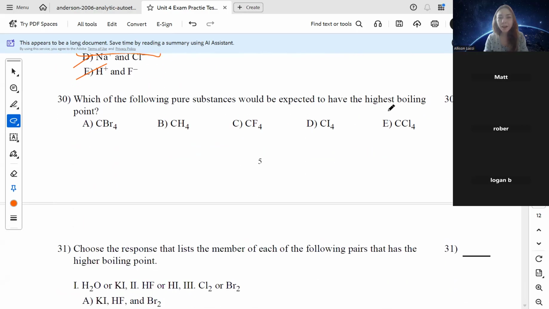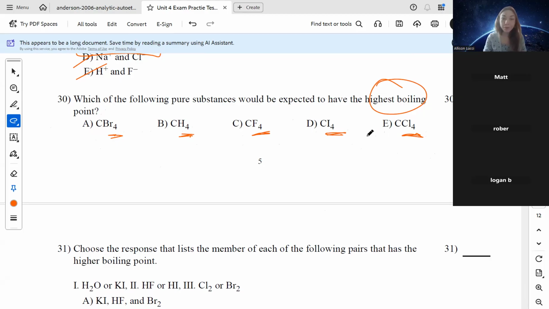All right, 30, highest boiling point. So we're looking for the highest intermolecular forces, the higher interactions. In this case, it looks like everything's pretty consistent. We have a carbon as our central atom, surrounded by four other atoms. So we have bromine, hydrogen, fluorine, iodine, chlorine here. So that's really the only deciding factor here: the molecular weight, the molar mass of these compounds.